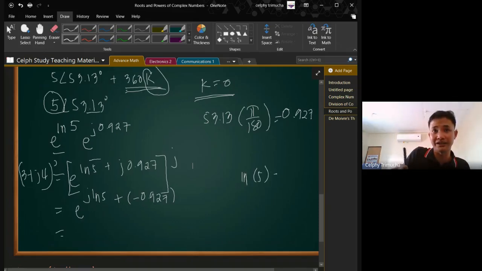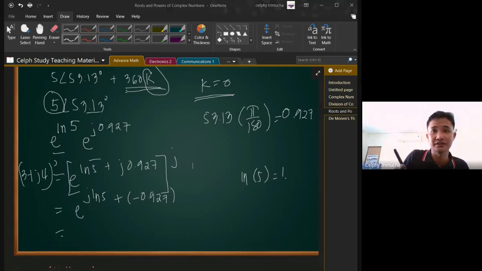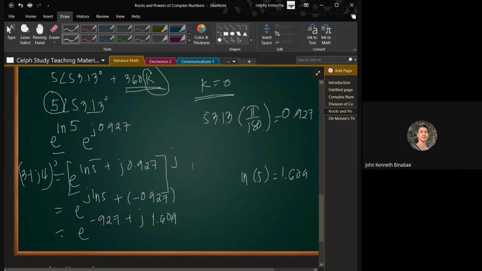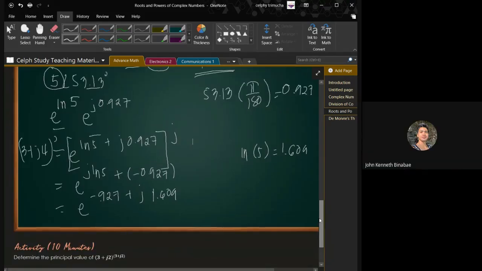Calculator, what is ln 5? 1.609. So this is equal to e raised to negative 0.927 plus j times 1.609.